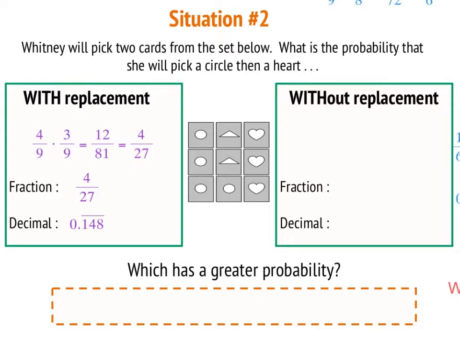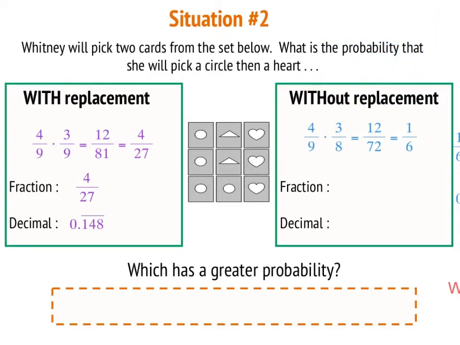So in this case, I'm going to begin looking at the circles. So go in with the circles. Again, 4 out of 9, no problem. But then we're going to take that card and we're going to set it aside somewhere. So now we no longer have 9 cards, we only have 8. So when she goes back for a heart, she's got 3 out of the 8.